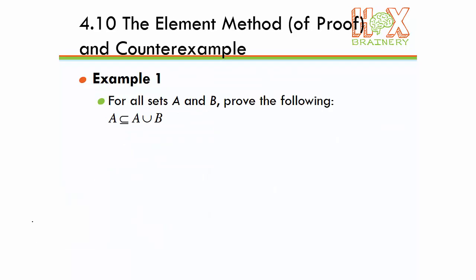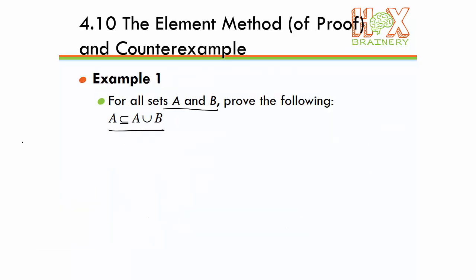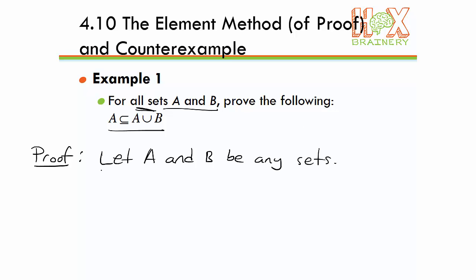All right, example 1, we're ready to start doing some proofs now. For all sets A and B, we want to prove the following: that A is a subset of A union B. Let's just go back here. So this is what we're proving. We're proving the inclusion of union. So you're going to start by writing proof, and then we have sets A and B, so let's let A and B be any sets, right? Because it's supposed to work for all sets.